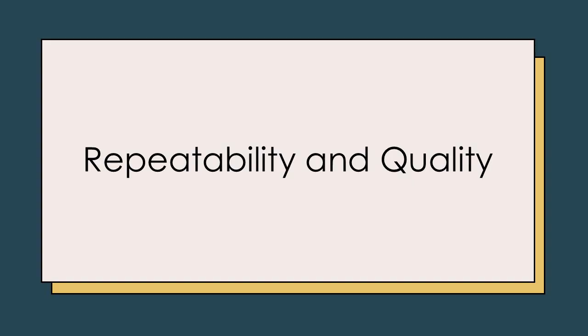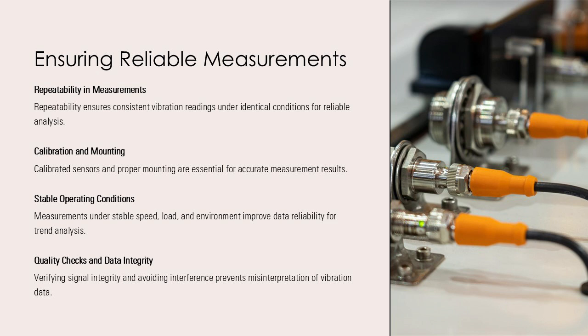Ensuring reliable measurements, repeatability, and quality. Repeatability refers to the ability to obtain consistent vibration readings under the same conditions. High-quality measurements depend on factors such as sensor calibration, proper mounting, and stable machine operating conditions. Variations in speed, load, or environmental factors can affect readings, so measurements should be taken under similar circumstances for trend analysis. Using calibrated instruments and following standardized procedures enhances data reliability.